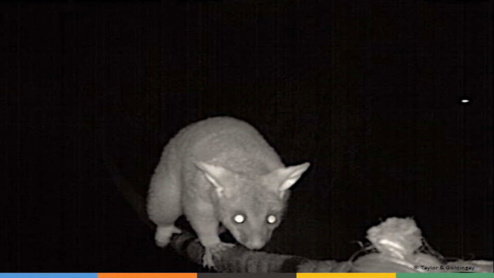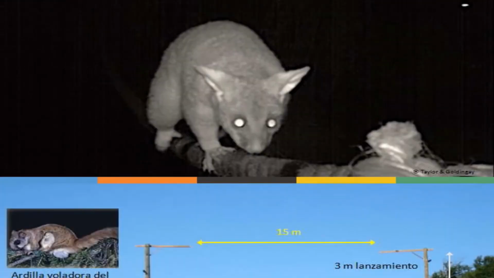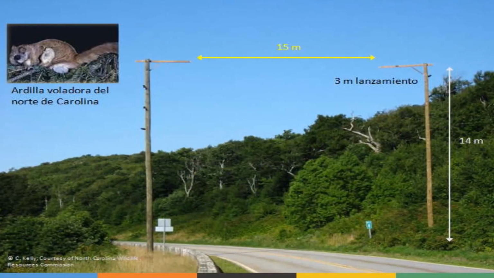So this is from Costa Rica. And this is a flying squirrel that we have. This is a different type of arboreal crossing, but it's the same kind of idea, where an animal that typically wants to stay up high and not go on the ground will actually glide across from tree to tree. These work, by the way.